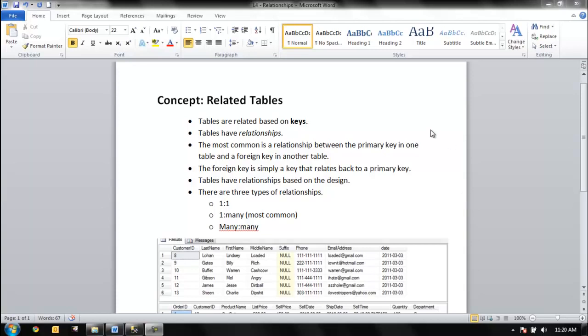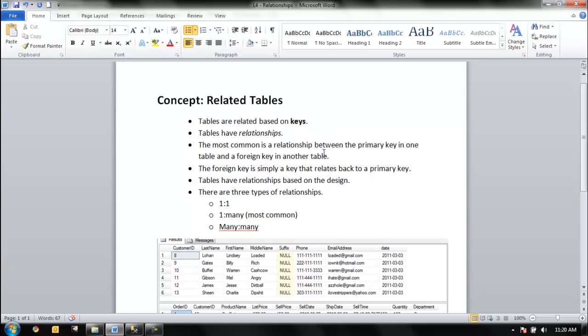Alright, in this video we're going to talk about relationships. Tables are related. The table object is related to another table object based on relationships, hence the name relational databases. How are they related? How are these objects related? Well, they're related based on these keys. These tables have relationships based on the keys.